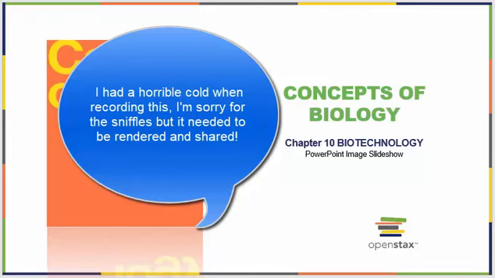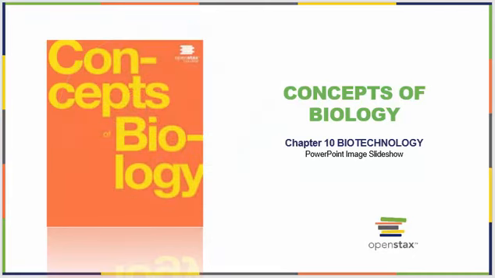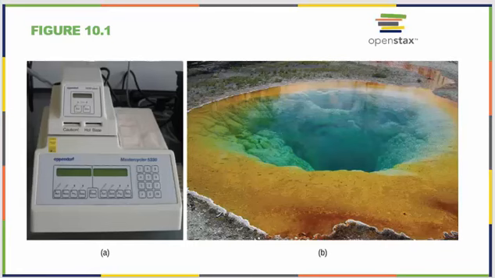Chapter 10 in the OpenStax book talks about biotechnology. Biotechnology, by definition, is the use of artificial methods to modify genetic material of living organisms or cells to produce novel compounds or perform new functions. Very fancy definition. One of the hallmark pieces of equipment is this little fellow right here on the left.